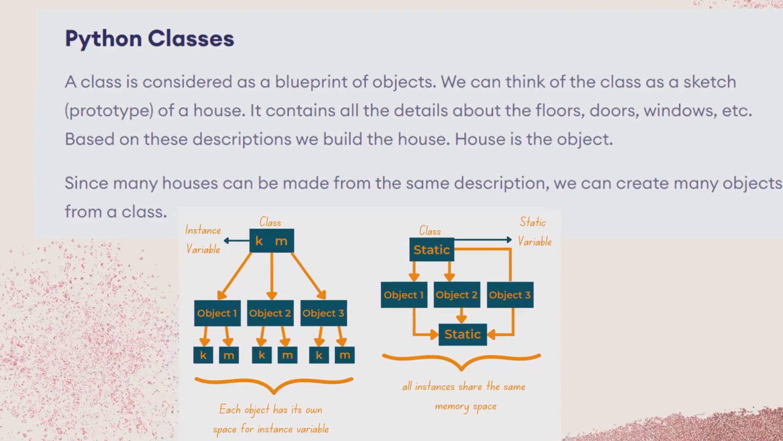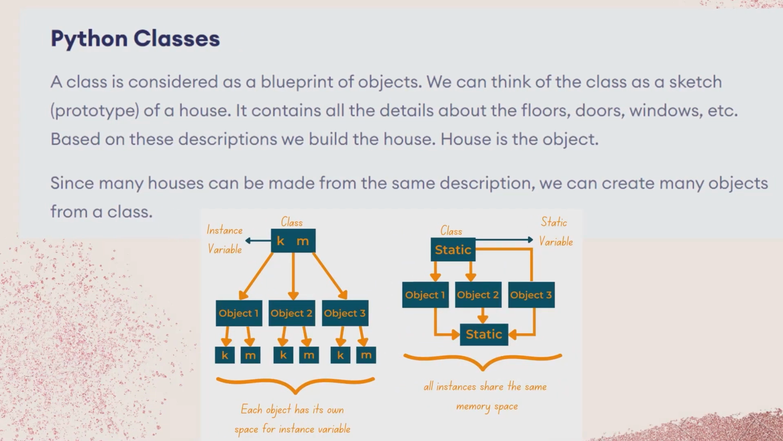First, getting into the class. Class is like a holder. It's like a blueprint of that particular object created there. So a class is considered to be the blueprint of the entire object that you have created. Here we have two kinds of variables, the instance variable and the static variable. For the instance variable, each object has its own space created. For the class, the static variable is shared, whereas all the instances share the same memory space.